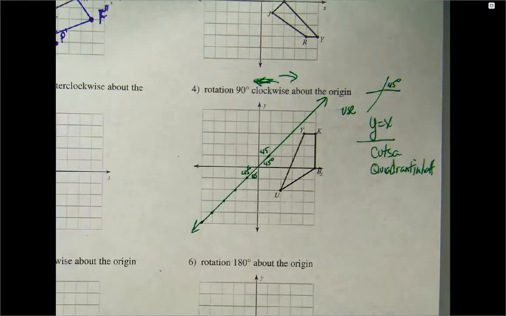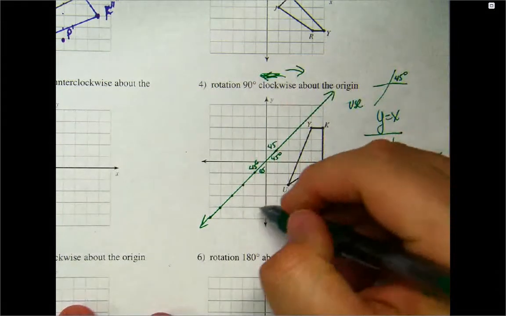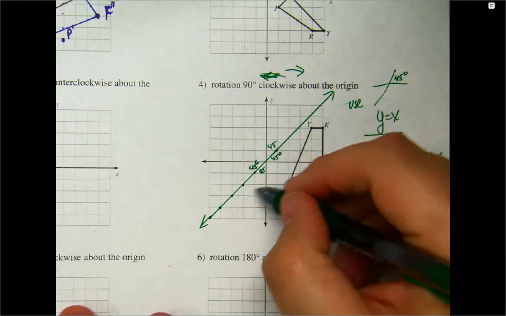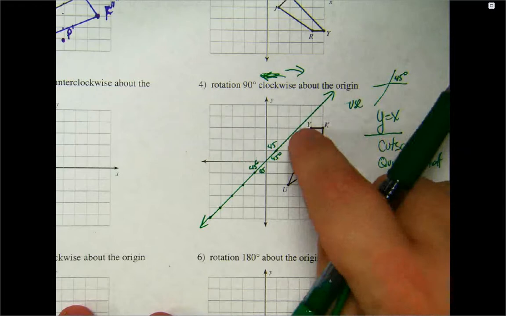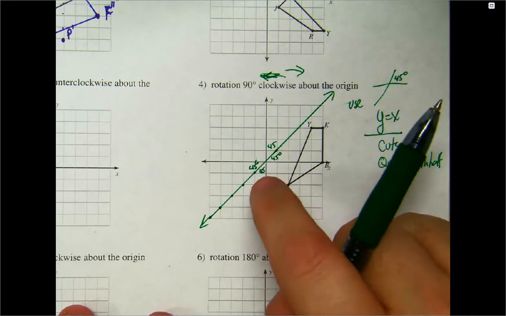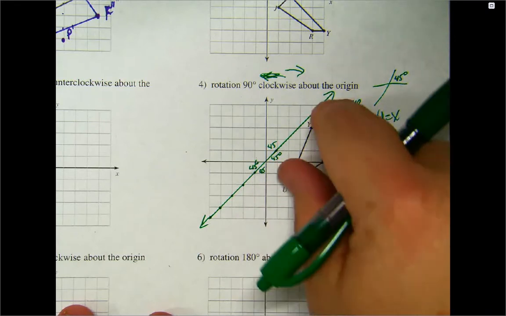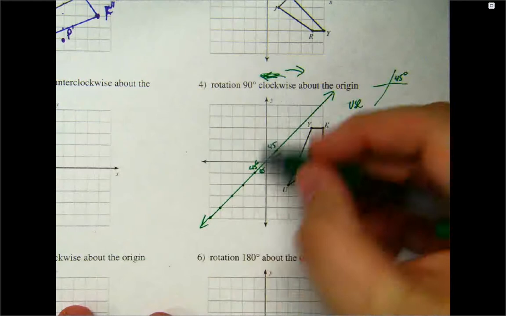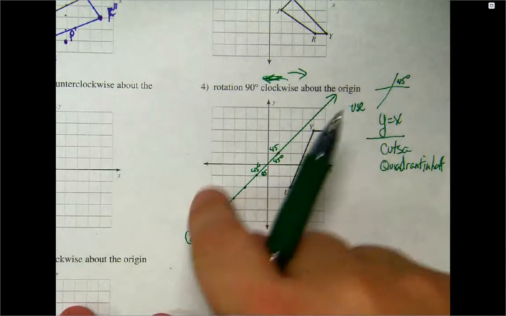Now, if we're going counterclockwise, which direction should we be going? We should be going in this direction, right? So which line do I want to go through first? Do I want to go through this one, this one, this one, or this one? 1, 2, 3, or 4? Go through 3 first. Because we're trying to get this to go through here. So I'm going to go through this one first, and then this one second. And by going through 45 degrees, I should get a 90-degree rotation.